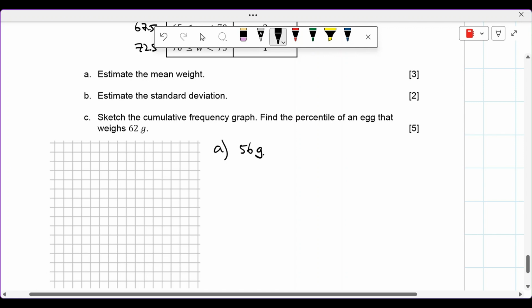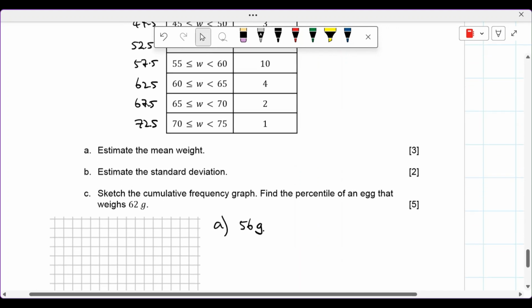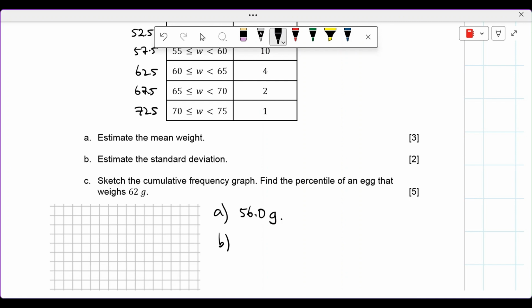If it were more decimals, I would have put more, but it seems like it's an exact value of 56. So let's say that's good. Actually, 56.0, just to be safe. Part B, estimate the standard deviation. We don't have to do anything else. We just write down the standard deviation. Remember that we don't want to type in the Sx. We want to go with the sigma x. So that's going to be approximately 6.85 grams.